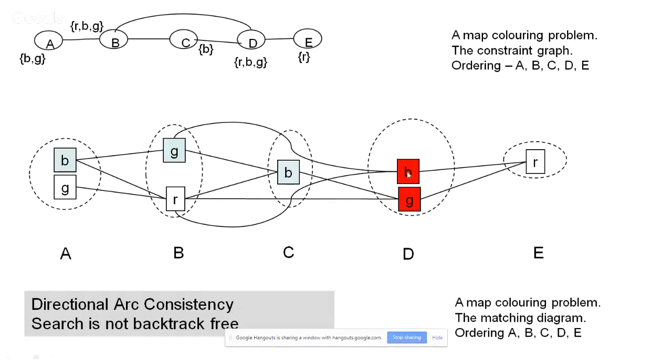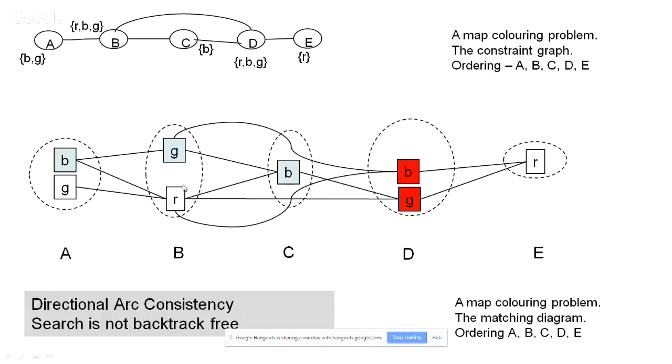Having made this set of choices, blue for A, green for B, and blue for C, you can see that we cannot choose blue for D, because C and D are connected to each other; they are adjacent, and C already has a blue color. Likewise, B and D are also connected to each other, as you can see in the constraint graph. Because we have chosen green for B, we cannot choose green for D. The blue for C likewise prohibits us from choosing blue for D, and we'll have to backtrack essentially.